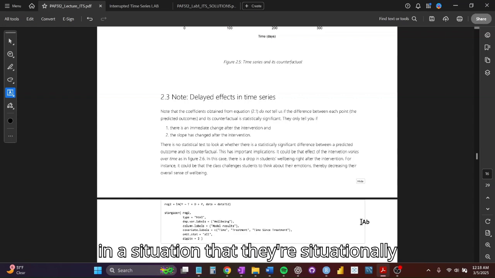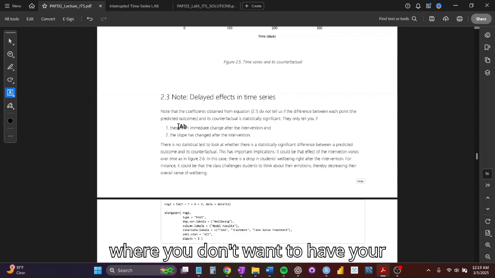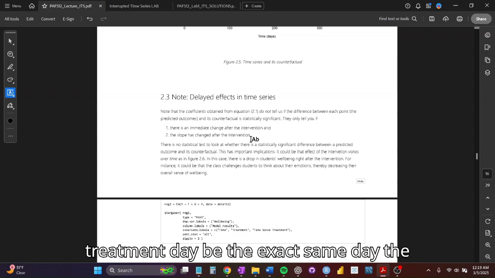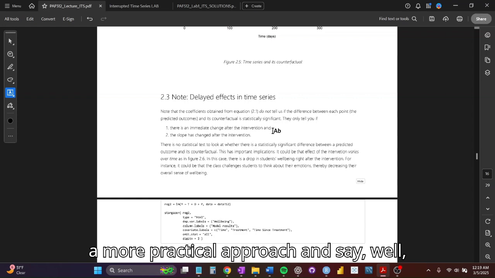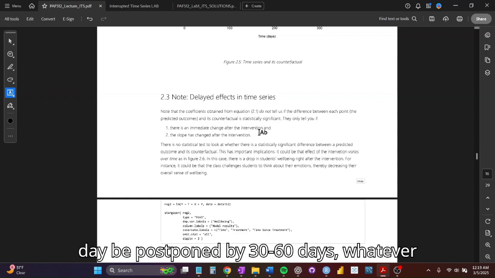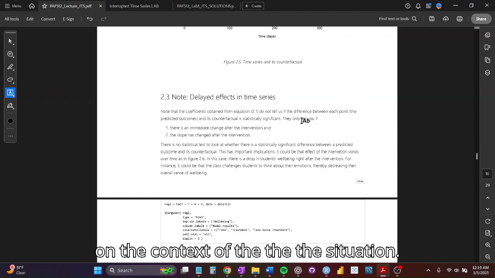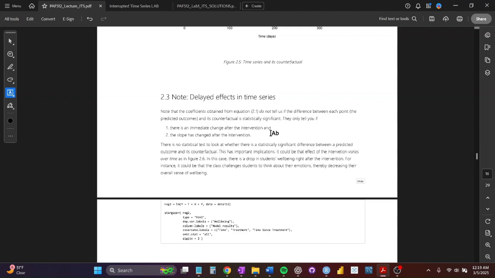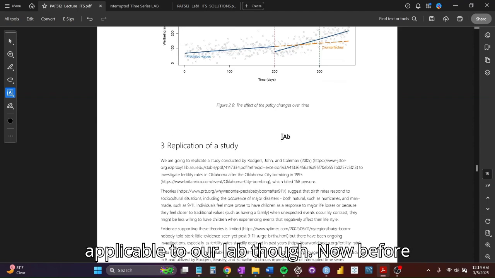So all that to say, situationally speaking, you may have a delay effect where you don't want your treatment day to be the exact same day the treatment occurred. You may want to take a more practical approach and say, well, this may take a month or two to really implement, so let's have our treatment date be postponed by 30, 60 days, whatever it may be. That's something you want to take into consideration depending on the context of the situation or the intervention. So that's something to read through here, not directly applicable to our lab though.